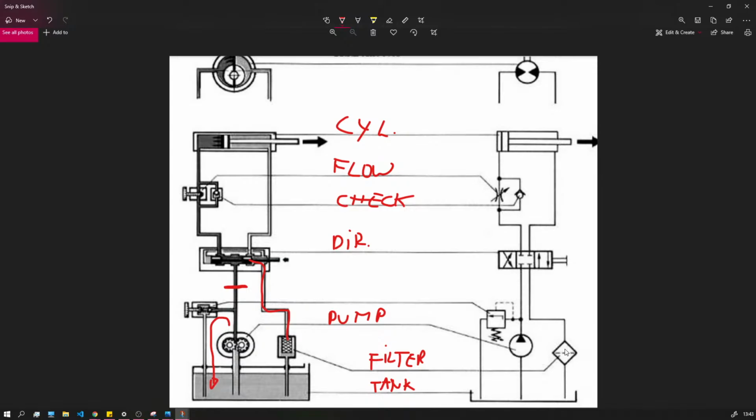Here it's in the return line. That's the cheapest. That's not ideal. It can generate cavitation in the pump. That's not good. We can use the filter in the high pressure, and the filter element itself must be able to take the pressure.